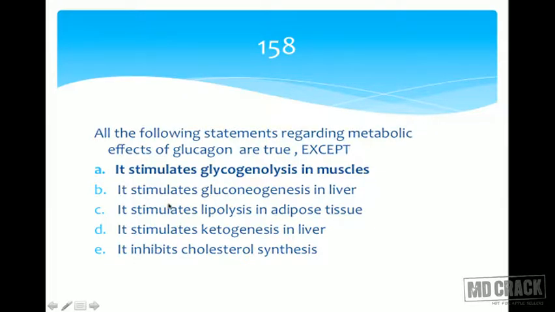Rest all are true. It stimulates gluconeogenesis in liver. Yes, gluconeogenesis takes place in the liver and the kidney, and glucagon increases gluconeogenesis. It stimulates lipolysis in adipose tissue. Yes, lipolysis, again fatty acids and glycerol are released by lipolysis, and this lipolysis is responsible for maintaining these fatty acids. Beta oxidation gives energy, and this more of acetyl-CoA forms ketone bodies and ketogenesis takes place. It stimulates ketogenesis in liver.